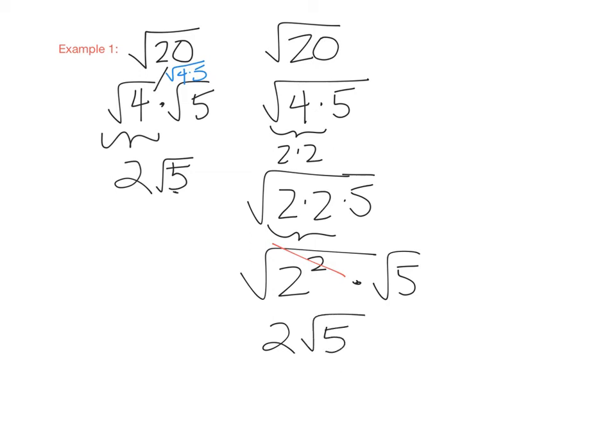Completing this problem using a factor tree, we can break up 20, and let's try a couple different numbers. Let's try 2 and 10, and then we can break up 10 into 2 and 5.